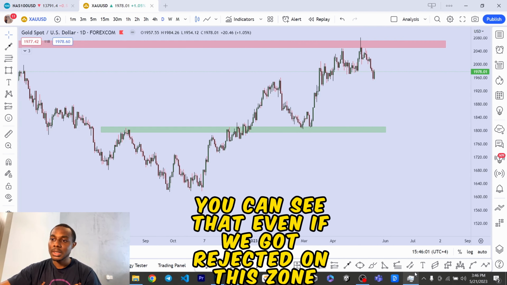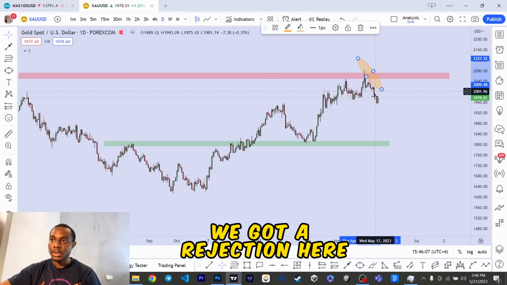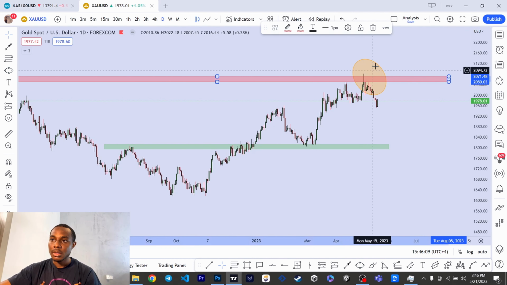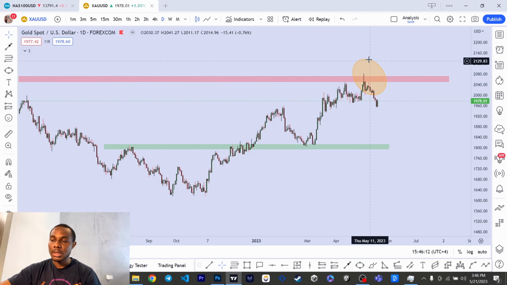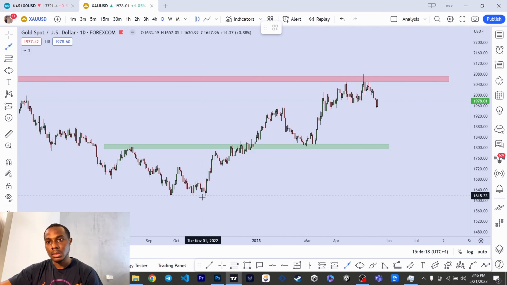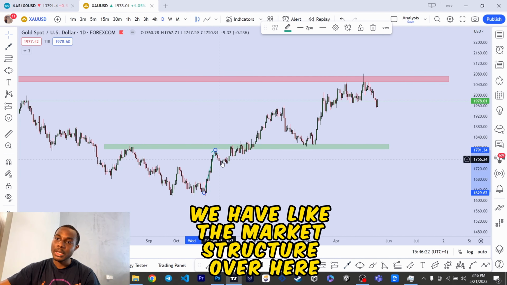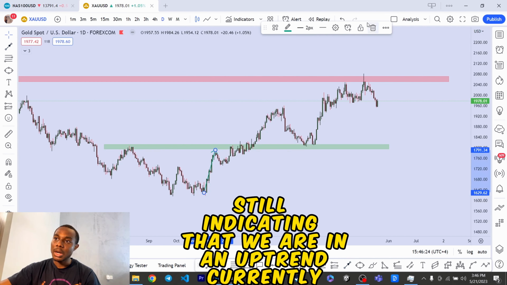So over here you can see that even if we got rejected on this zone, that's the red zone, we got a rejection here, you can still see that we have the market structure over here still indicating that we are in an uptrend currently.